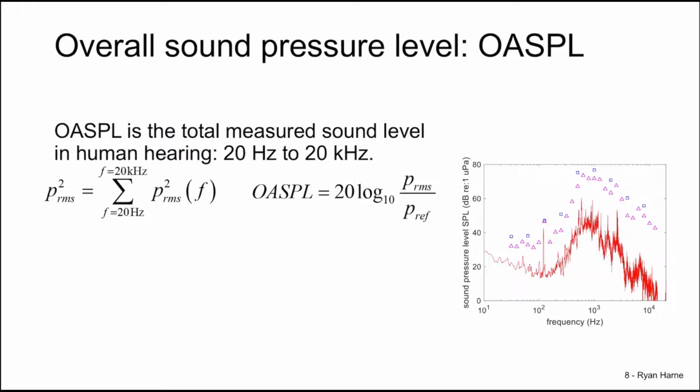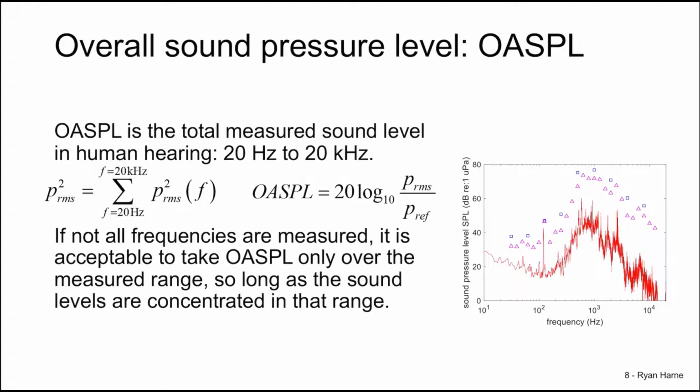But we don't need to limit ourselves to calculate the sum from 20 Hz to 20 kHz. Very often, we'll compute OASPL so long as all of the sound levels are concentrated in the frequency range that we're actually measuring. For instance, we might be in an environment where the sound levels truly only contribute from about 100 Hz to 4,000 or 8,000 Hz, in which case we can neglect frequencies below 100 Hz, we can neglect frequencies above 8,000 Hz, and only take our OASPL evaluation from 100 to 8,000.